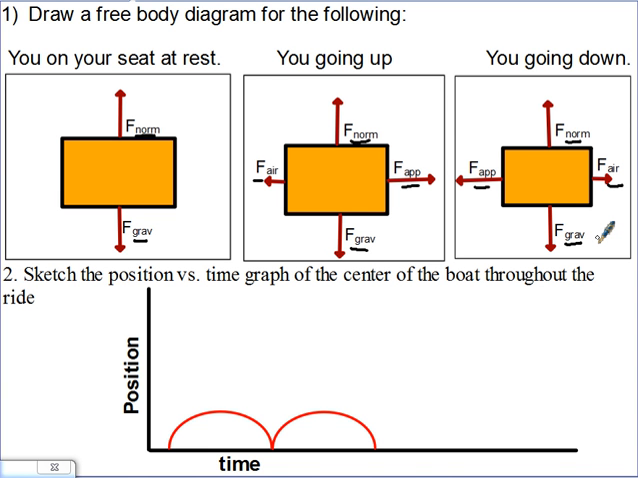It asks you to sketch a time versus position graph. So the ride starts at the 0 position here, it goes up to the maximum position, returns back down to the 0 position, and then it does it again for the other side, and then again, and again, and again. And so that's what your time versus position graph will look like.